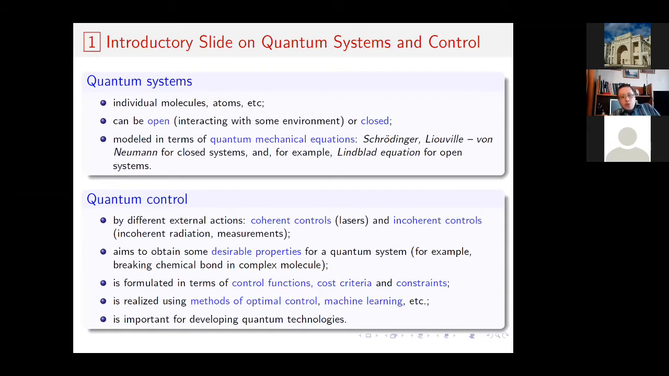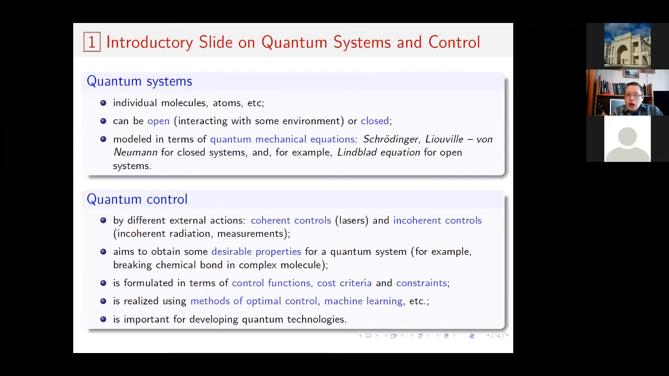After that, for quantum control, some words. We can have two parts of controls. Coherent controls for describing characteristics of lasers, and incoherent controls. Two parts of incoherent control actions can be used here: incoherent radiation and quantum measurements. And we have different aims for control, for example, breaking a chemical bond in a complex molecule.